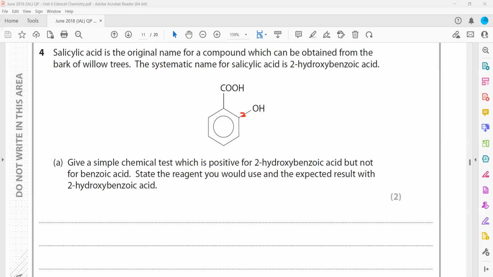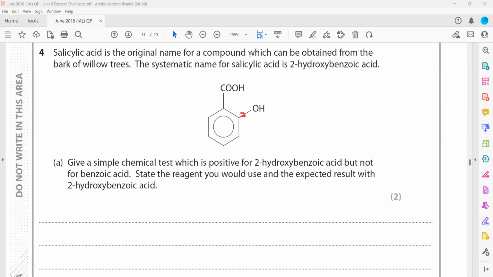So this is simply a test to check the presence of an OH group attached to the benzene ring. Like this is a benzene ring. So how can we distinguish? We usually add aqueous bromine and it will decolorize. That is one of the tests. Or we can also add any carboxylic acid and it will give characteristic steamy fumes or a fruity smell.